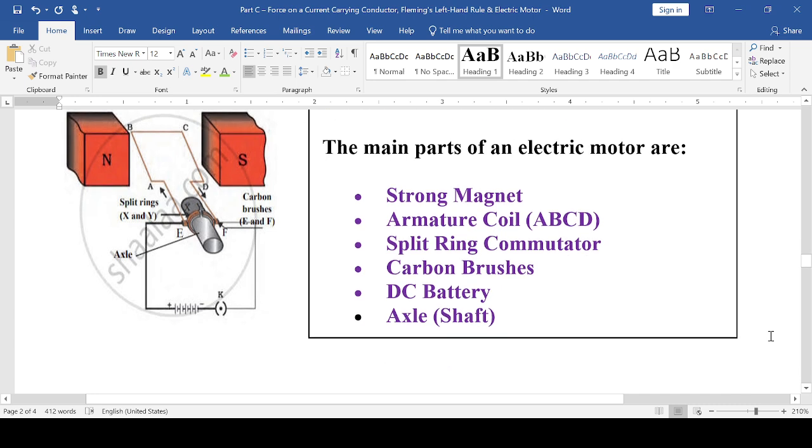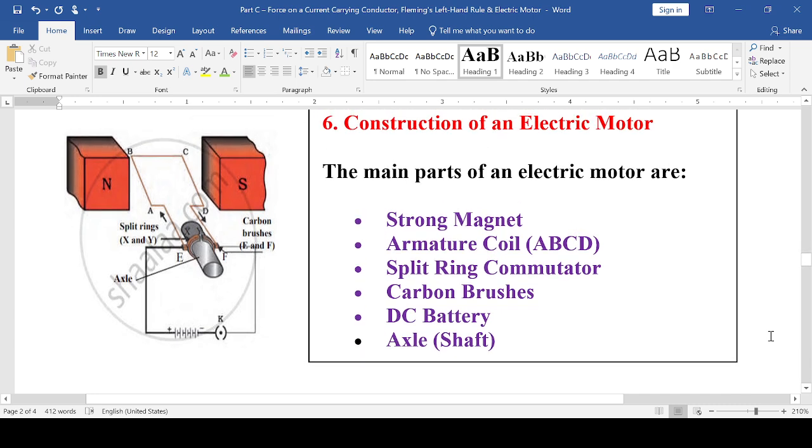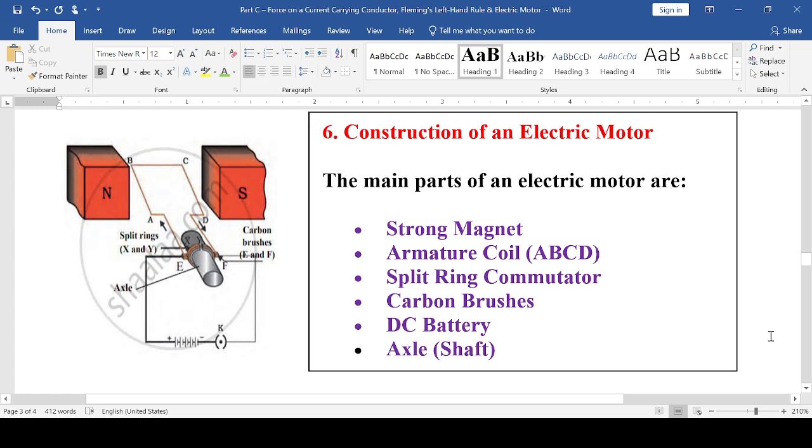So how are you going to construct an electric motor? Check the figure, the left hand side and right hand side. The main parts of the electric motor are a strong magnet with north pole and south pole, the armature ABCD, split rings, commutator, carbon brushes, DC battery and axle shaft. These are the parts required for the construction of an electric motor.